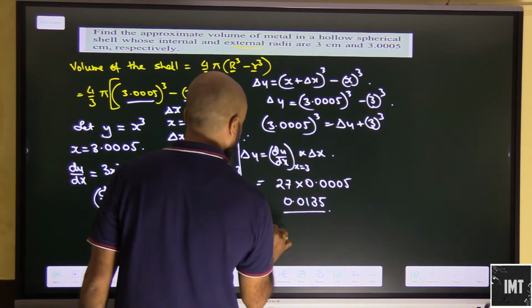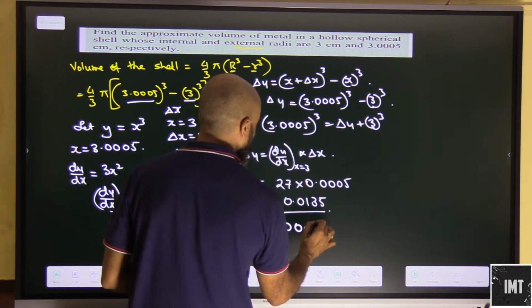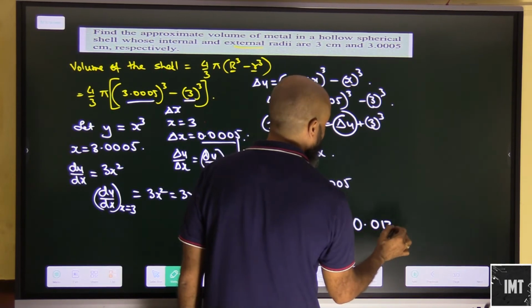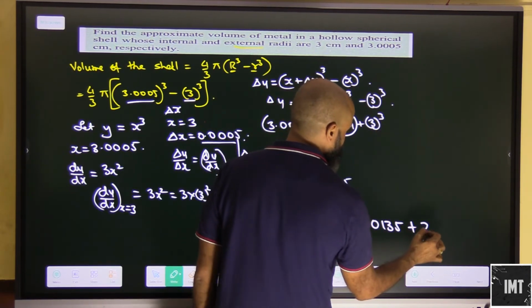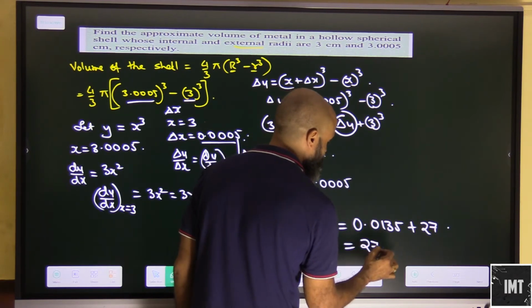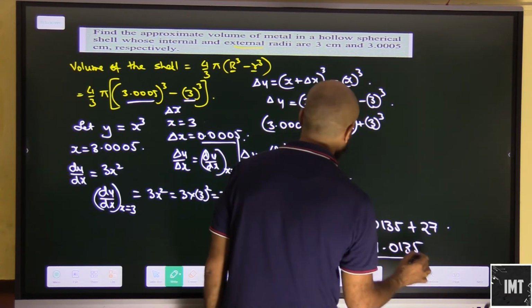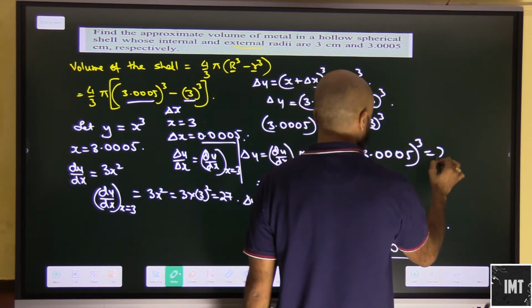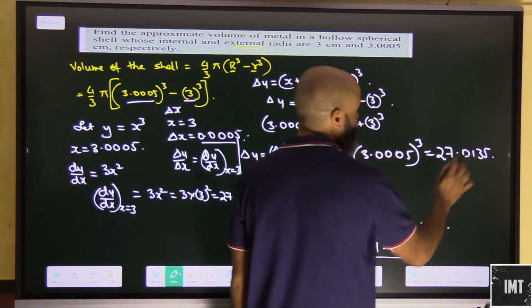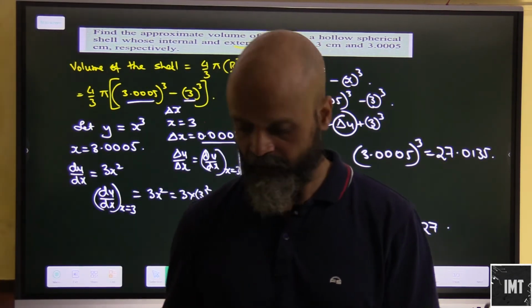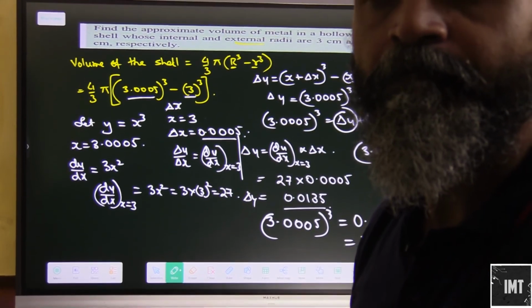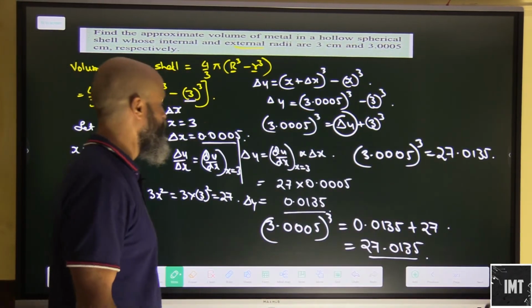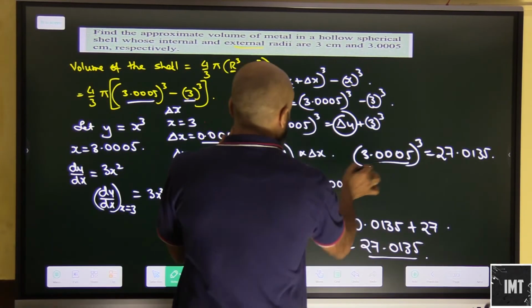So 3.005 cube will be equal to delta y, that is 0.135, plus 3 cube, that is 27. So this will be equal to 27.135. So we can say 3.005 cube will be equal to 27.135. Okay, so that's how we are going to do this here.